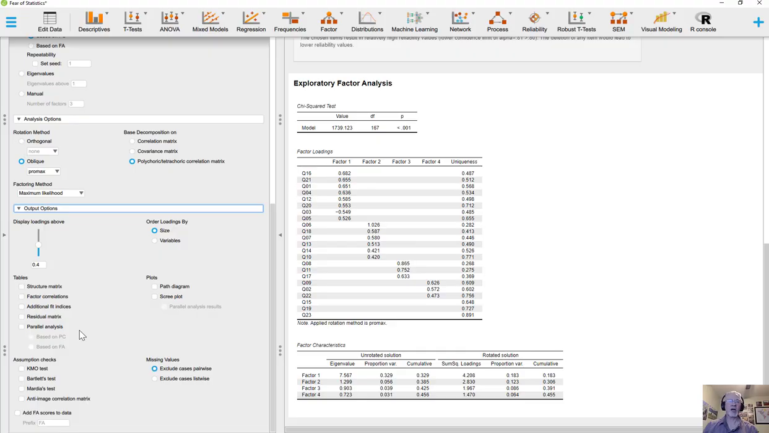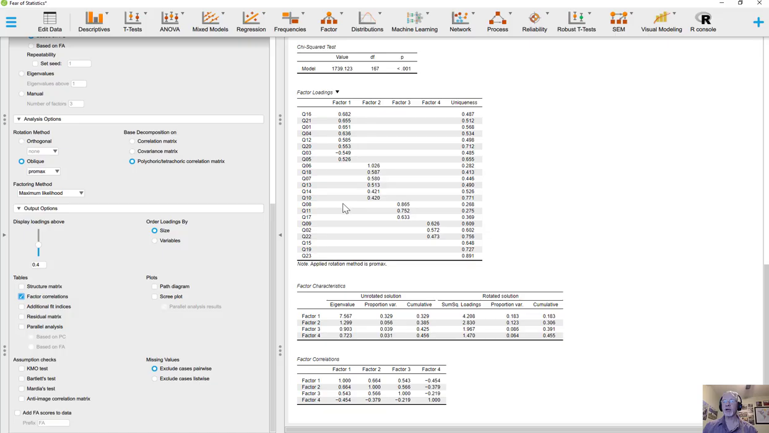If you look at output options, there's a number of things here. You can find the structure matrix, the factor correlations. I like the idea of factor correlations, because if we're doing an oblique rotation, that's where we're allowing the factors to be correlated. And you can see that they're correlated here. You can see that factors 1, 2, and 3 are pretty strongly correlated. They all have correlations of 0.5 or above. Factor 4 is negatively correlated, but those correlations do look adequately sizable to say that it's definitely related.